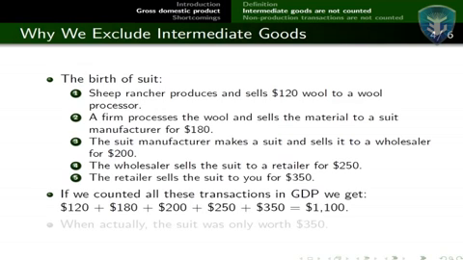If we counted all these transactions, we would get $1,100, when actually all we have at the end of the day is a suit worth $350. This is the reason we only count final goods.